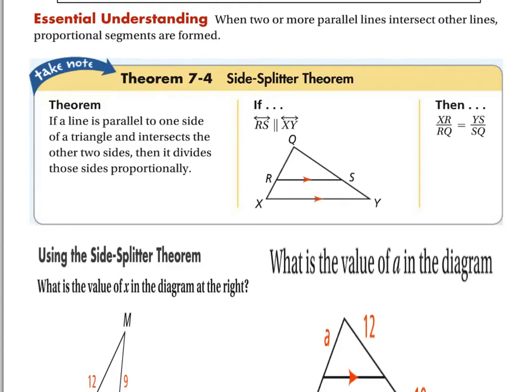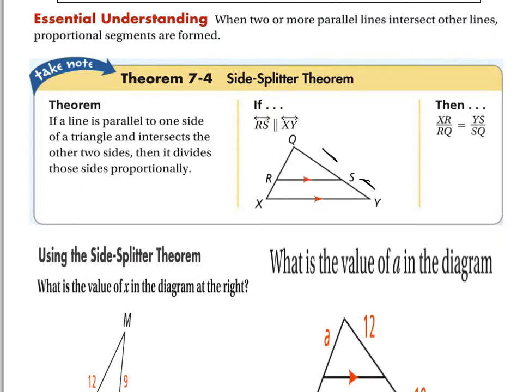In this case, RS is parallel to XY, and we've got a triangle with those two parallel lines in it. The lines that are proportional, as you look here, this line XR is proportional to RQ: XR over RQ equals YS over SQ. So in other words, part over part equals the bottom part over the top part. You can go top over bottom equals top over bottom, or bottom over top equals bottom over top, but it has to be the same either way.